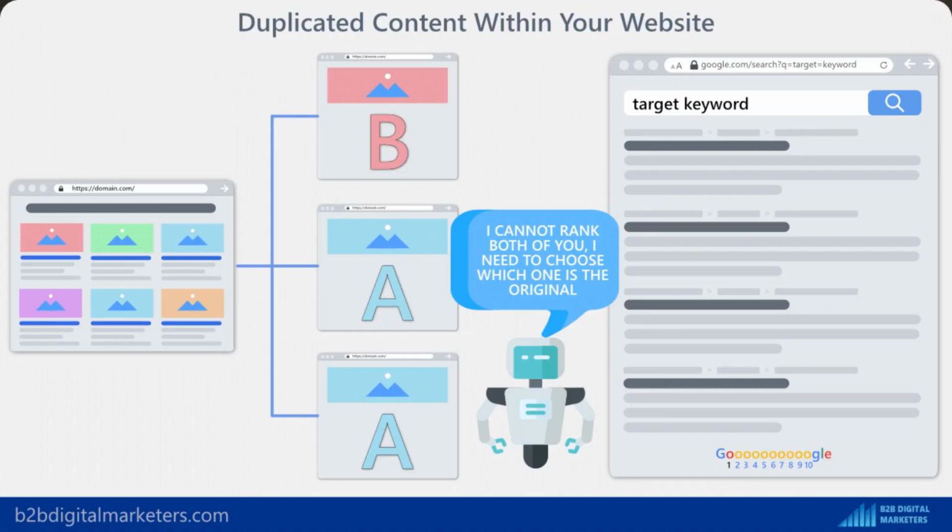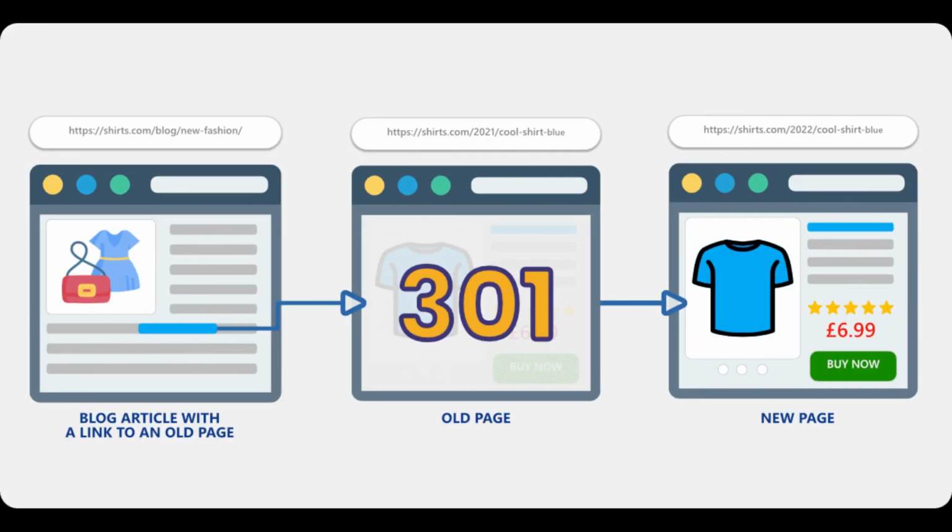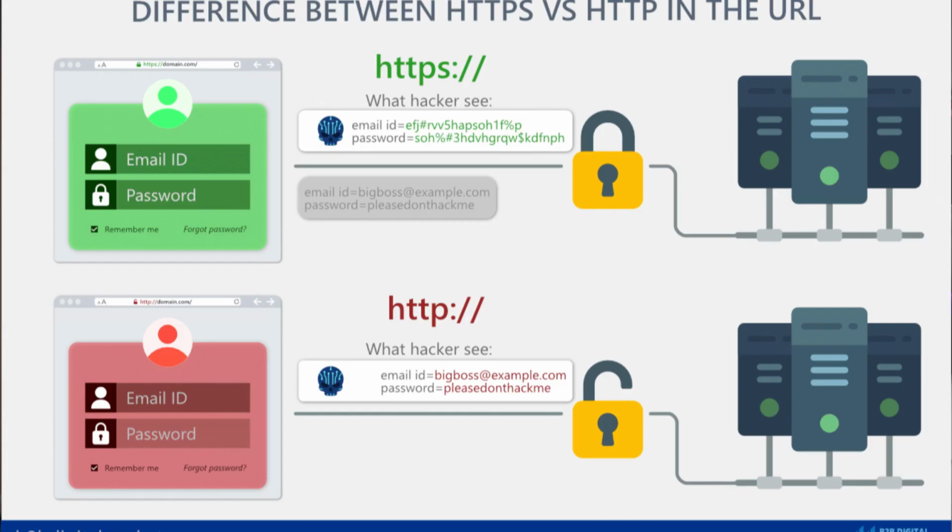Next up, be careful about duplicated content. This is a big no-no in SEO. It can confuse search engines and lead to ranking issues. Therefore, regularly check your website for duplicated content and use canonical tags or 301 redirects to fix any issues like that. And lastly, security.